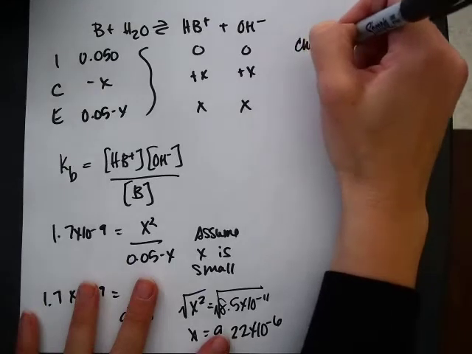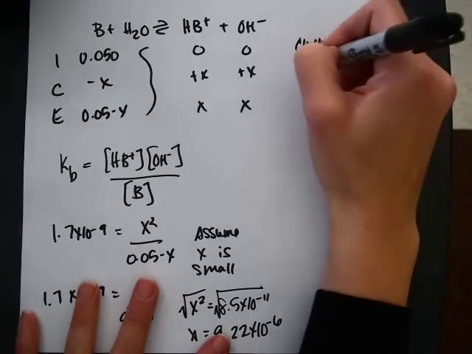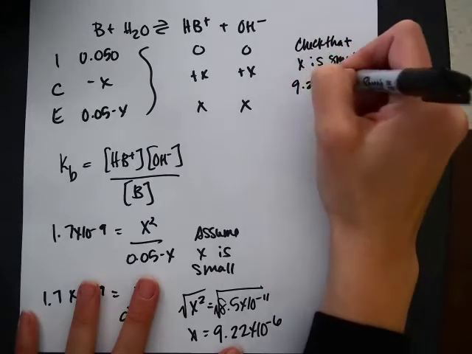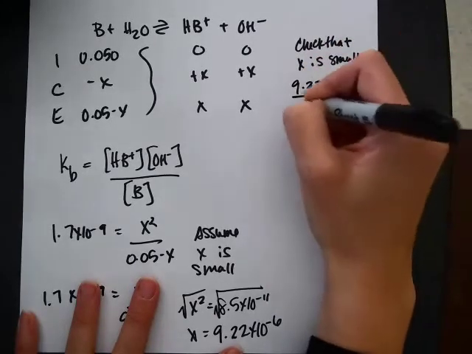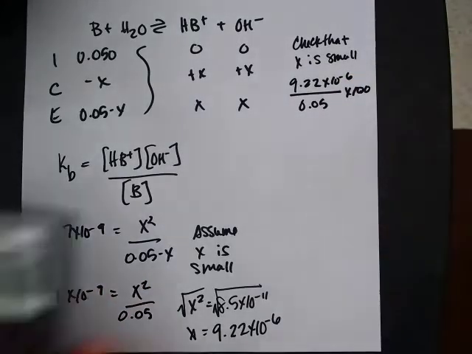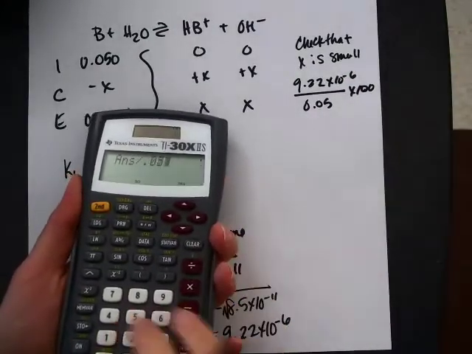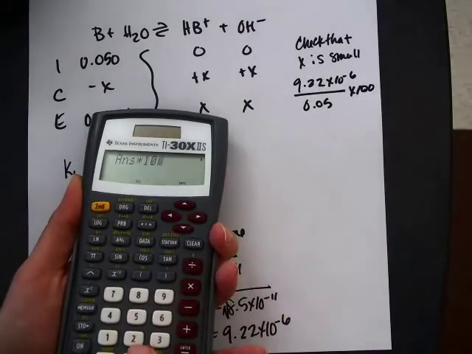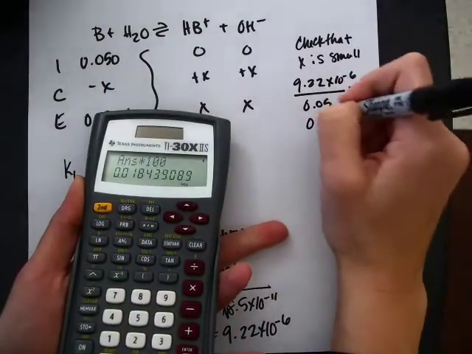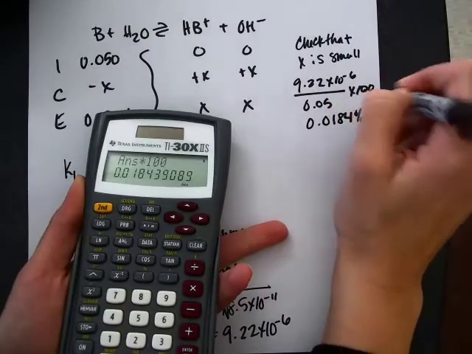All right, anytime I assume X is small, I should check and make sure that it actually is. So that would be X over the original base concentration. And I want it to be less than 5%. You can see it's 0.018%, so that's great.